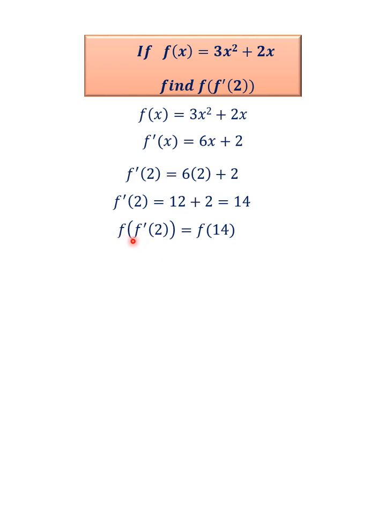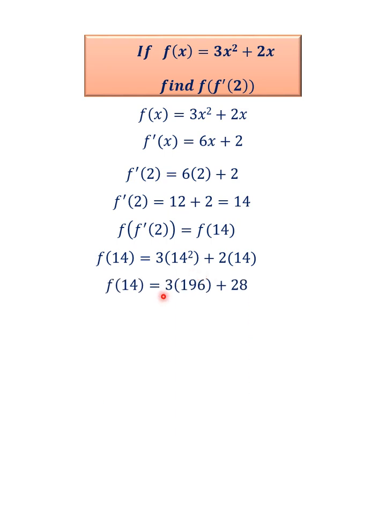So f of f prime of 2 simply means f of 14. F prime of 2 is 14, so we just put 14 here. Now to find f of 14 simply means put 14 in the place of x. So f of 14 will be equal to 3 into 14 squared, because x is 14, plus 2 times 14, because x is 14, we put 14 here.